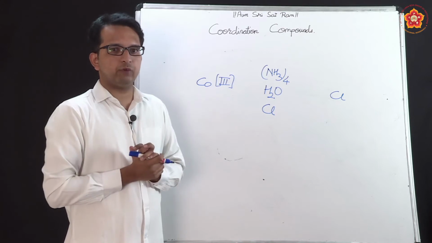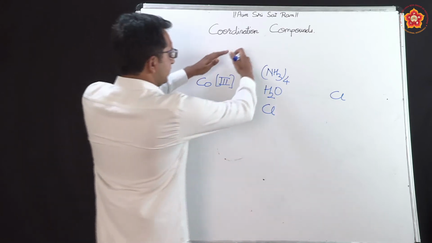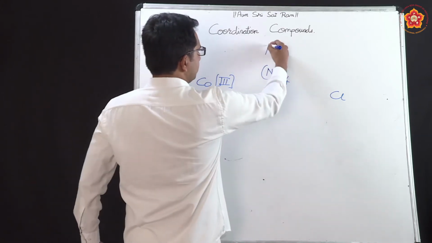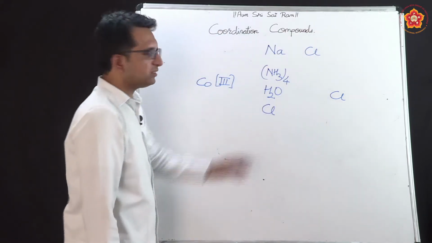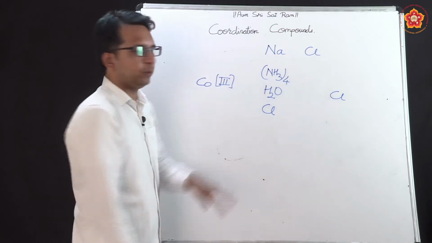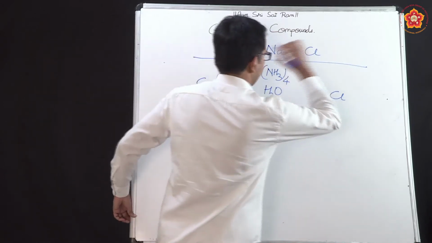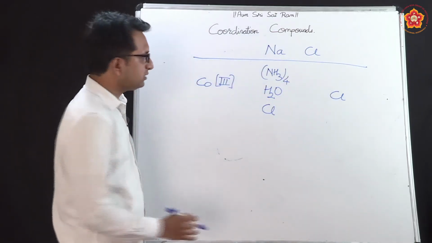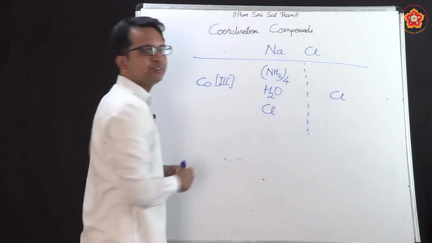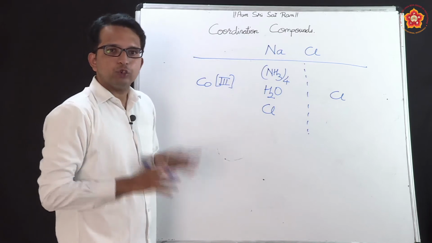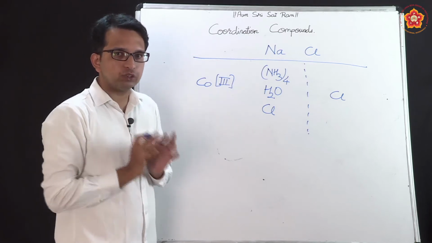Now, what we have to understand is, this entire part is going to be the positive part. For example, when I take NaCl, Na is the positive part, Cl is the negative part. Exactly in the same way, this full segment is going to come under the positive part, and Cl is going to come under the negative part. So, how do I write the formula? What are the procedures for that?